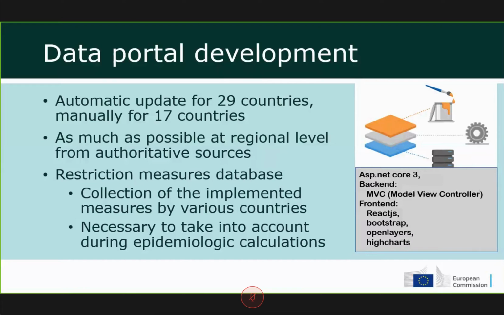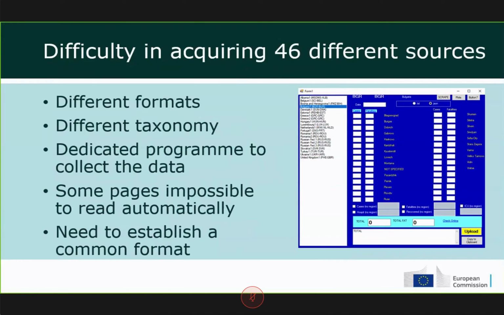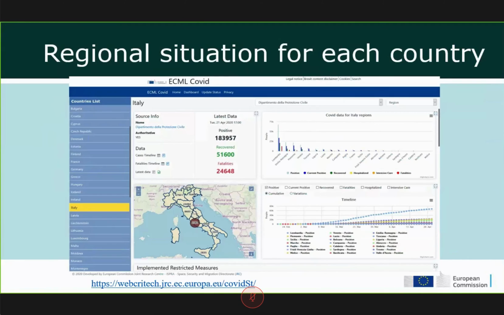On the right, there are some details of the website that has been developed. To understand the difficulty of acquiring data for the 46 different countries: every country has a different format and a different taxonomy, so we had to write a specific program almost for each individual country to retrieve the data automatically. For the ones we could not, we developed a Windows program to enter the data manually into our database.